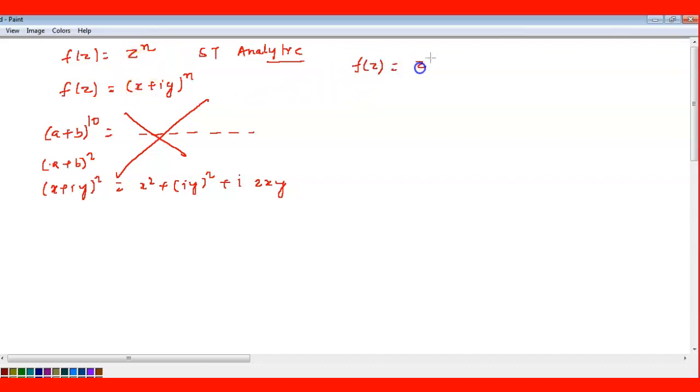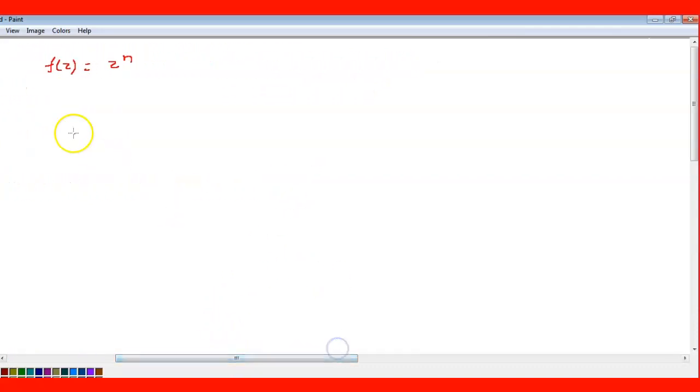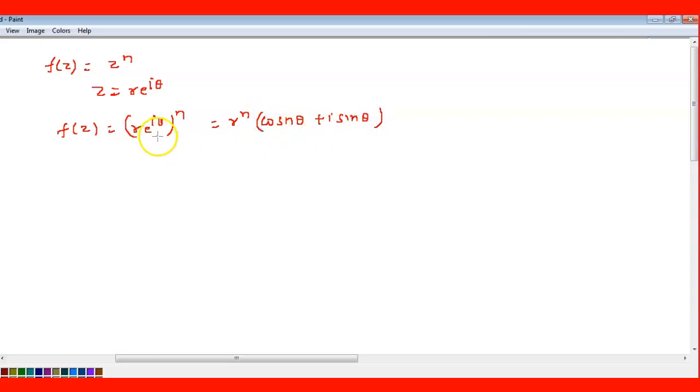See here, f of z is equal to z power of n, and polar form already we know. What we know? Tell me. z is equal to r into e power of i theta. So you can put it here, r into e power of i theta to the power of n. So you can write r to the power of n into cos n theta plus i sine n theta, right? Because r power n and e to the power of i n theta. So you will get r to the power n cos of n theta plus i r power of n sine of n theta. So real part is this and imaginary part is this, right?